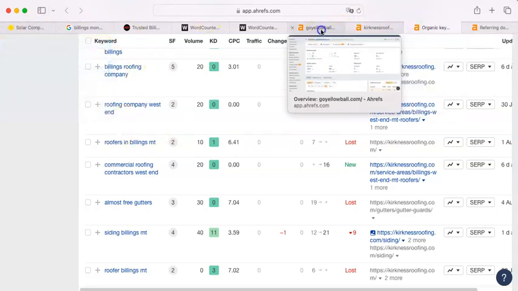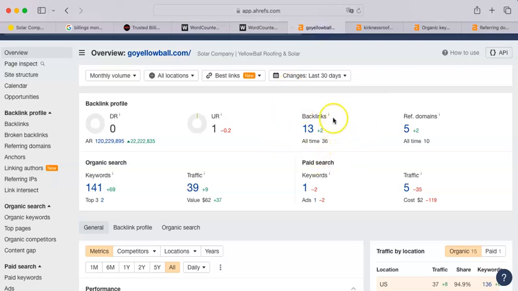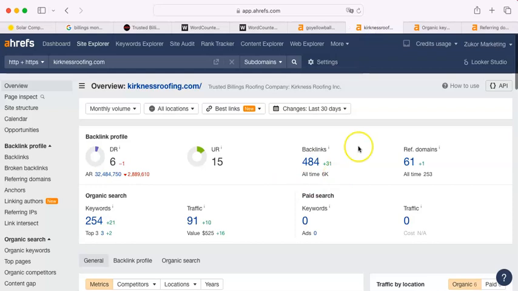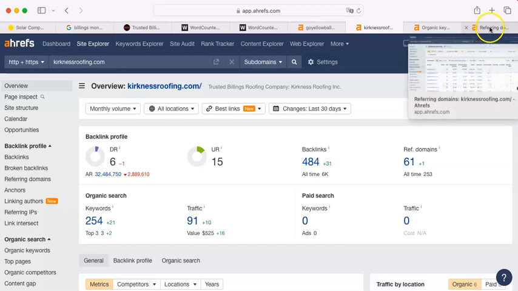Now, after that, I'm going to tell you about backlinks. Backlinks is something where your site appears on a different site and there is a link back to you. So like another example would be Yelp. If you are on Yelp and you have claimed your profile and you put your website on there, there would be a link back to your site. So we call those backlinks. Now, you have 13. Kirkness has 484. That's a bigger spread there that you want to sort of close in on. They're your competitor. You want to beat them at that. I'm going to show you what their backlinks are.